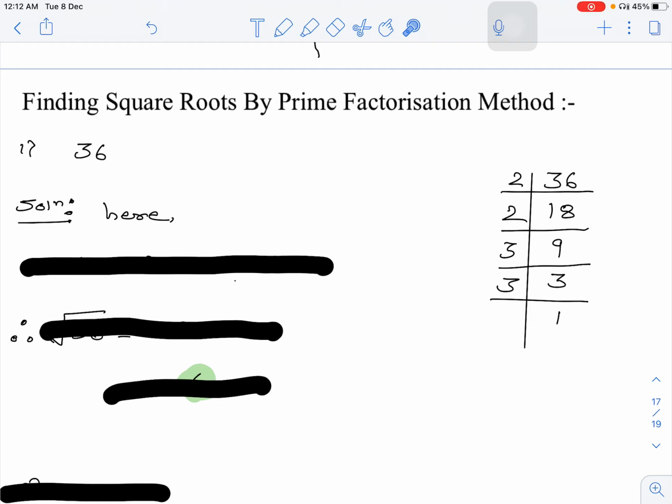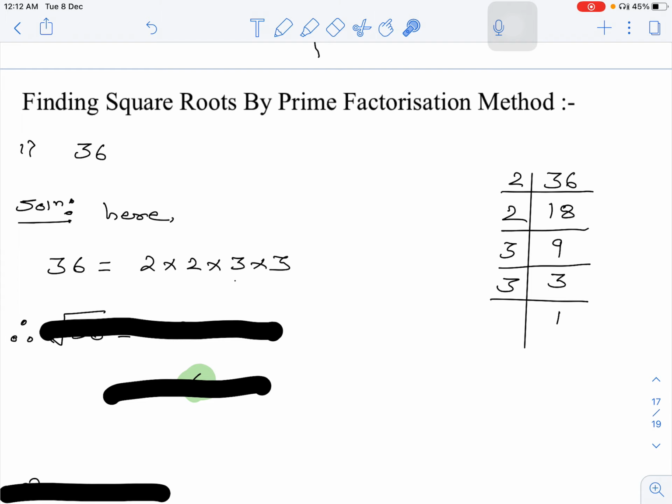Now 36 is written over here. So 2 18s are 36, 2 9s are 18. Now after that 9 is not divisible by 2, so the next prime number is 3. So 3 3s are 9 and 3 1s are 3. Once you get 1, it means that all these numbers are factors. Now this 36 can be written as 36 equals 2 into 2 into 3 into 3, that is all these numbers we have written here.